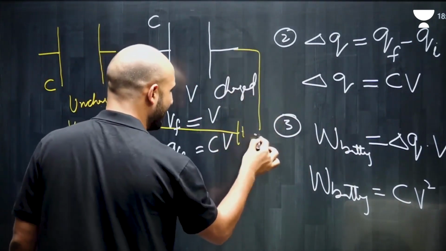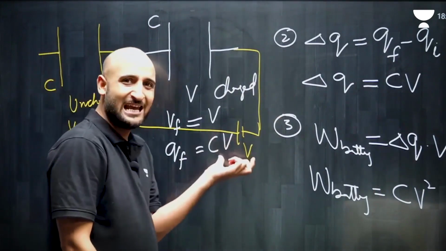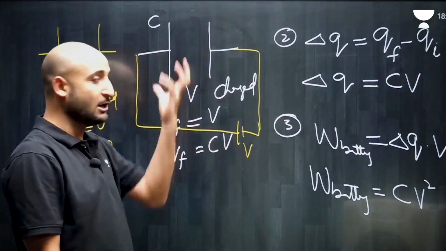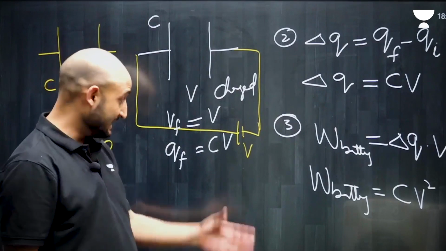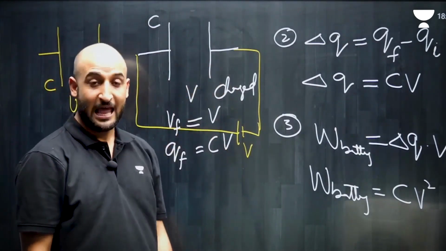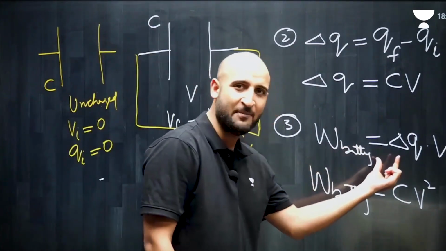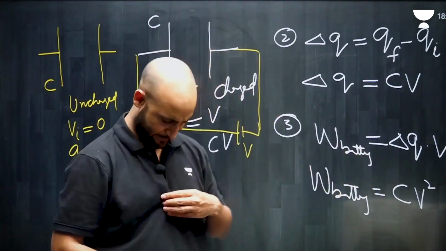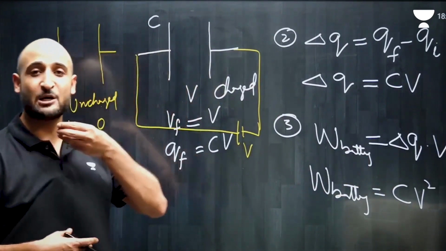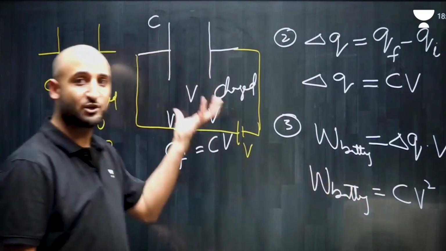It was connected to a battery of potential V here, right? Now this battery is a source of energy for this circuit, right? And how much energy it supplies to the circuit, that's exactly the same as the work done by the battery. That's the amount of energy which this battery supplies to the circuit.